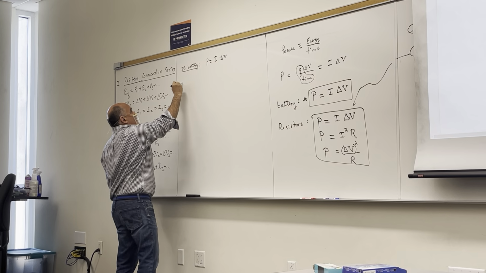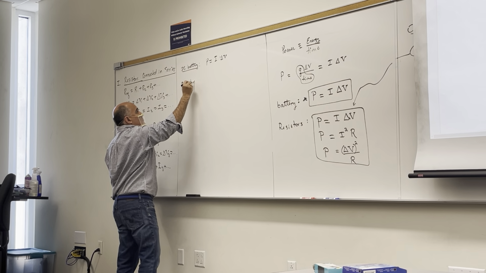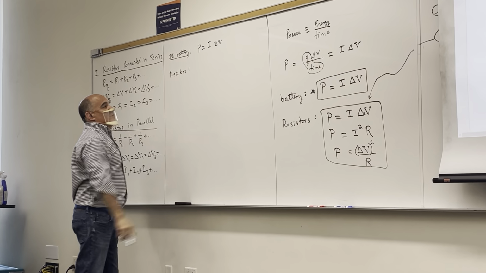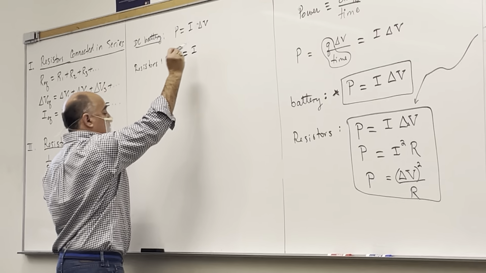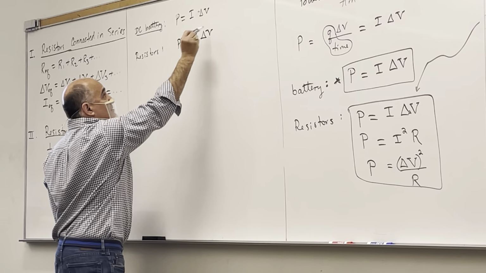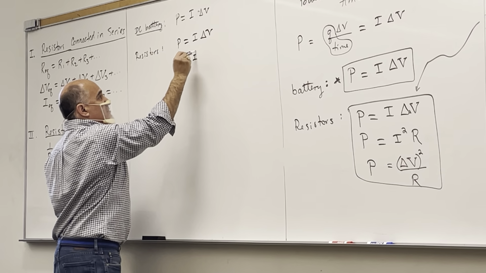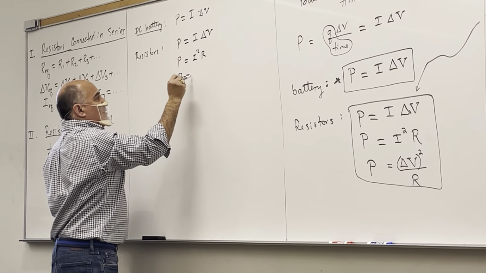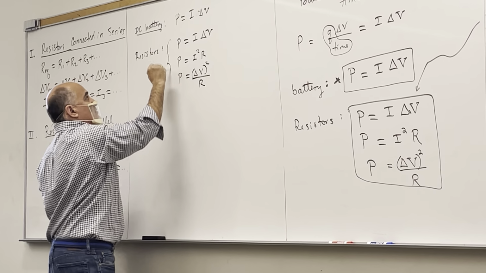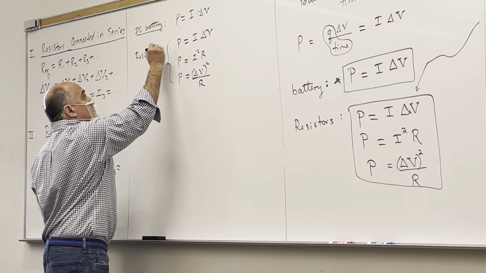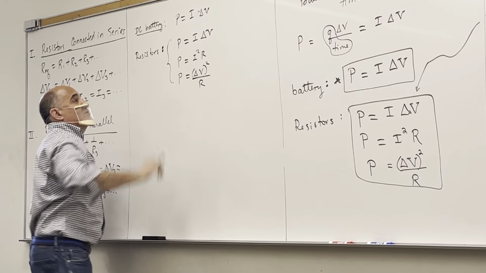But if I'm asked about resistors, what's the power dissipated by the resistors, I can use actually either of 3 formulas. I can use that, or I can use this, or I can use that. So I can use those 3 for resistors, but for batteries I'll use that one.